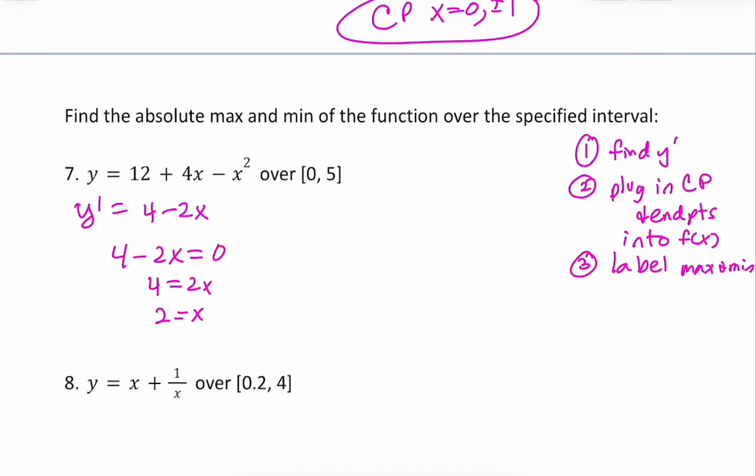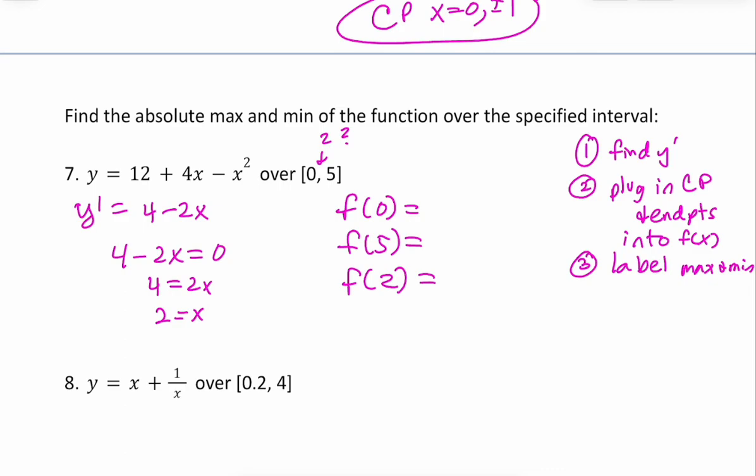Now you always have to ask yourself, is 2 in that interval? If it is a critical number that is not in that interval, you don't get to use it because they're only asking for values within that interval. Is 2 between 0 and 5? Sure it is. So what I do then is I list my endpoints, because we always have to test those, and I list the critical numbers that are in that interval, and only the ones in that interval. So if there's a number that is not in that interval, throw it out.